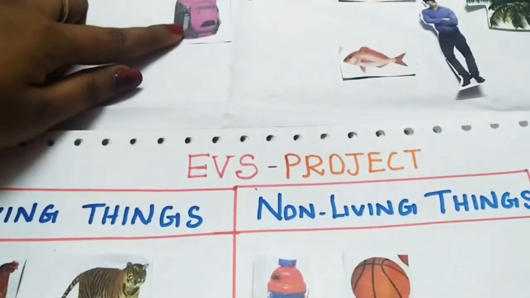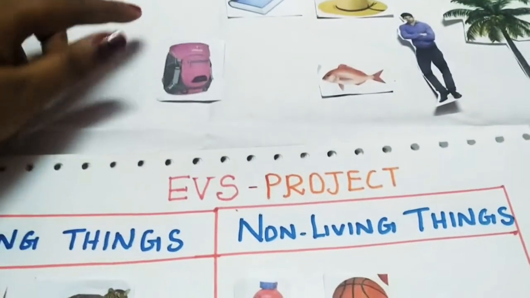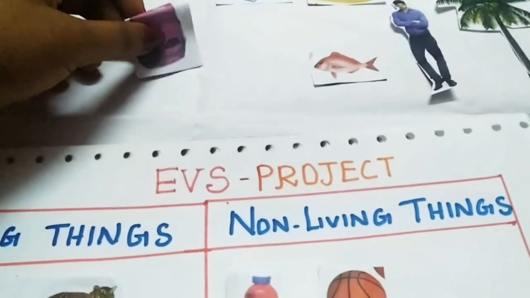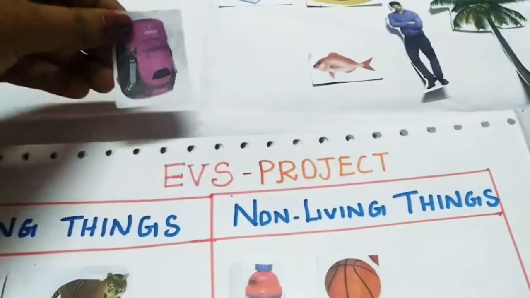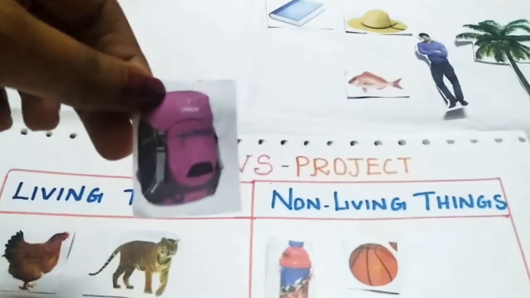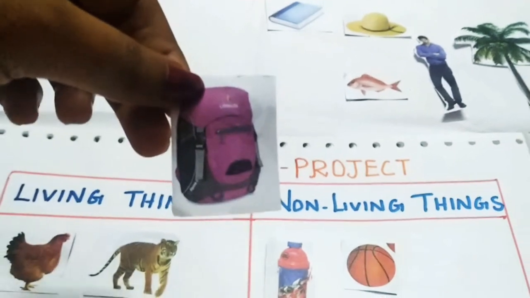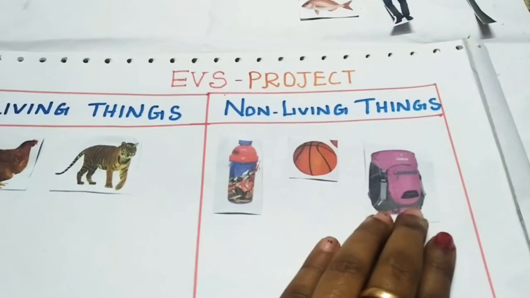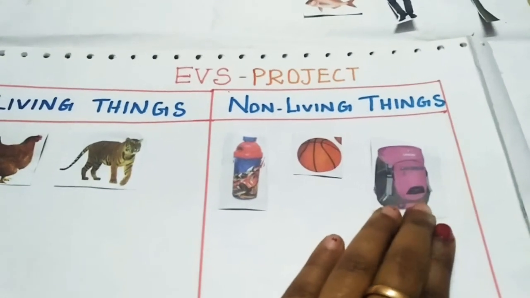Bag. So is a bag a living thing or a non-living thing? Does a bag need any food? Will it grow? No. So it does not have any life. So it is a non-living thing. So paste it in the non-living thing column. Bag is a non-living thing. Good.